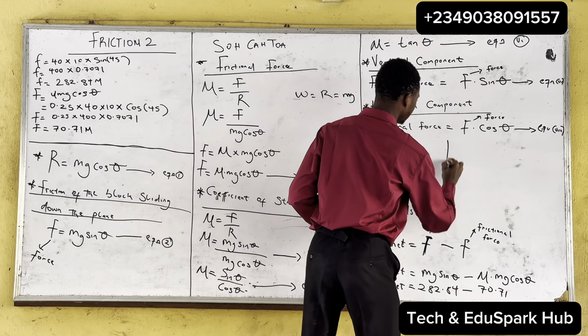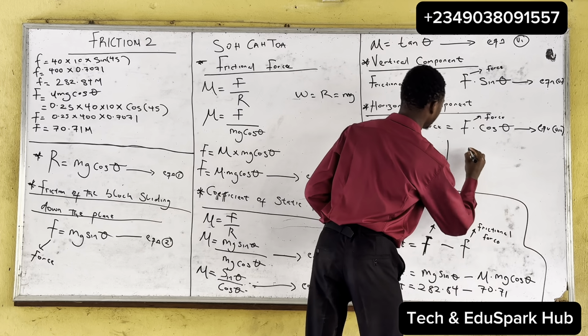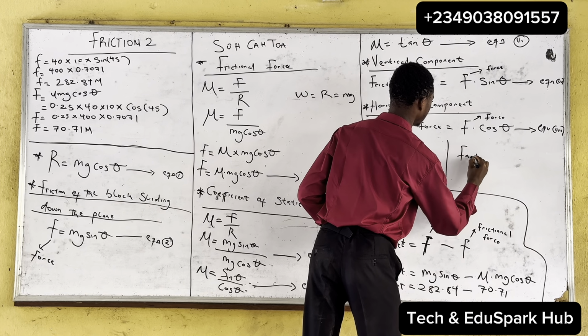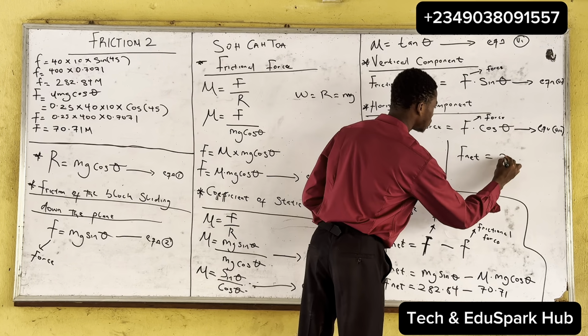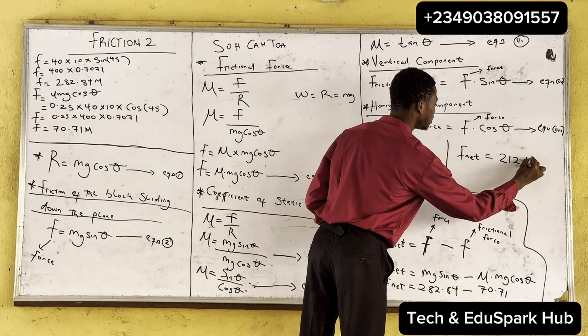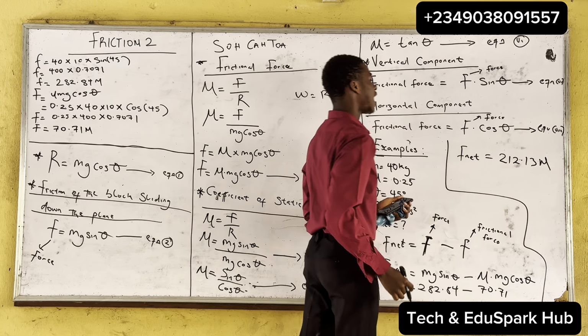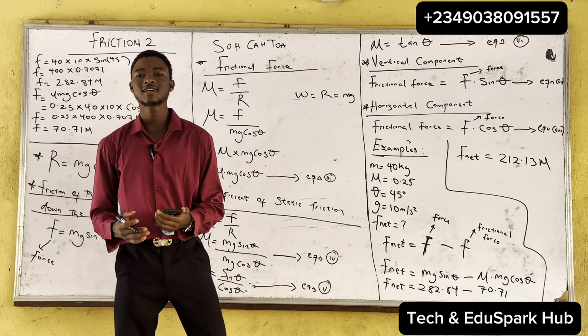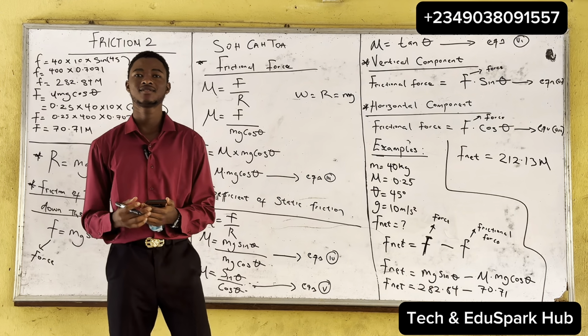So our F net will be given as 212.13 Newton. And this is given as our final answer to questions of this type.